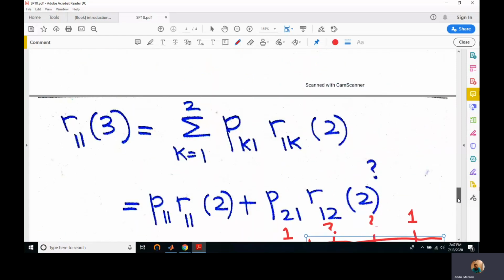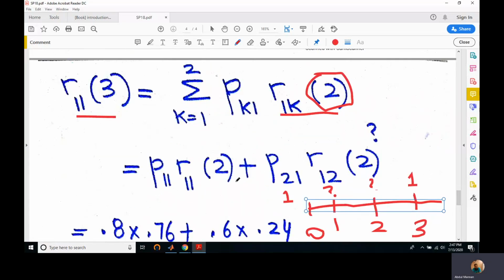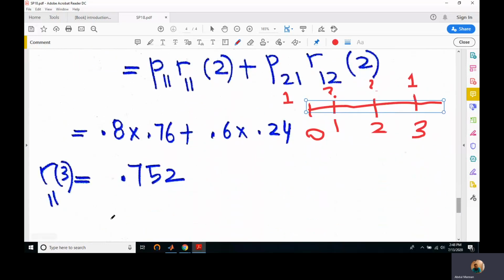So to implement that, we once again apply recursion. R11 of 3 requires R1K of 2, the value of R for one previous value of time. And we require R11 of 2 and R12 of 2 when we put the values of K, and we have computed both previously, and we put that and we reach a value here.